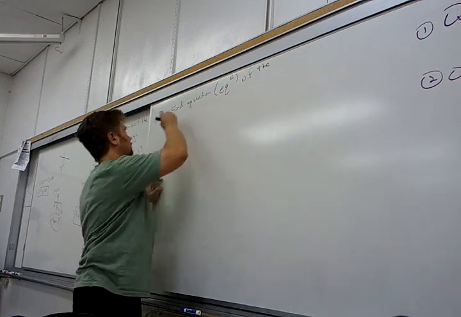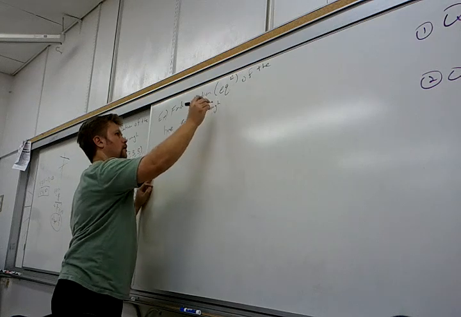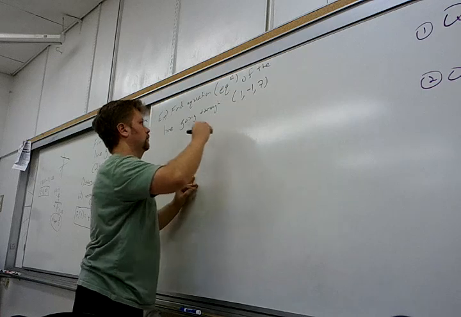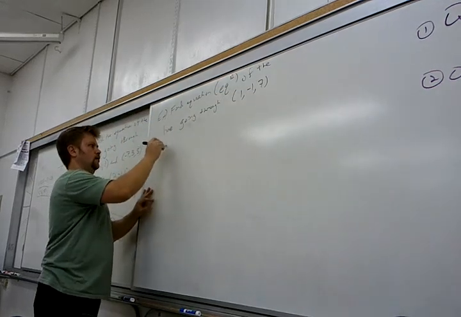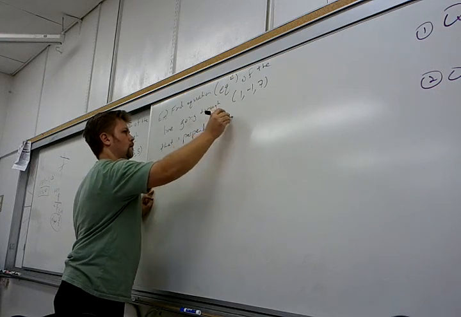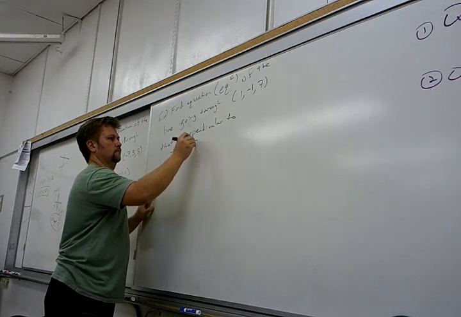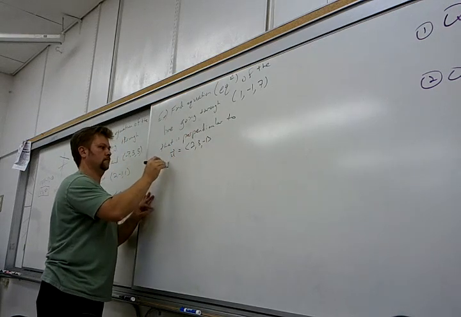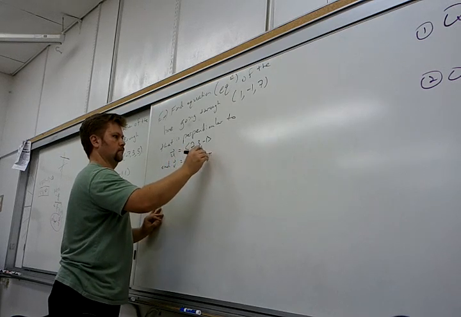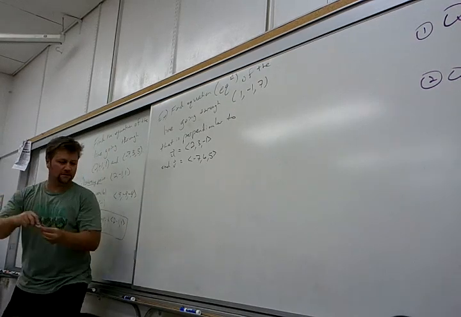Of the line going through 1, -1, 7. On that, we get things set up on the computer.